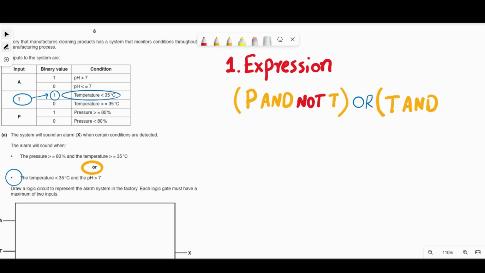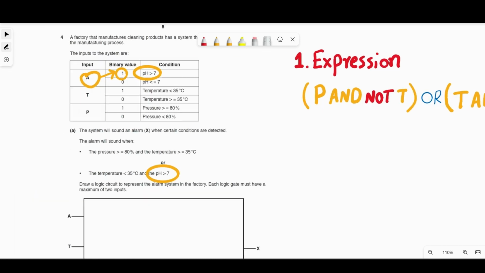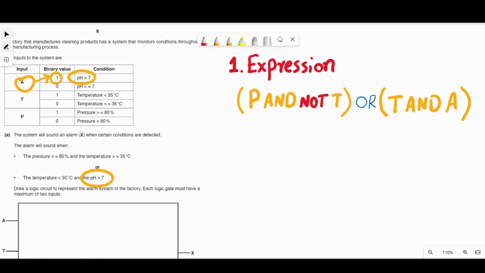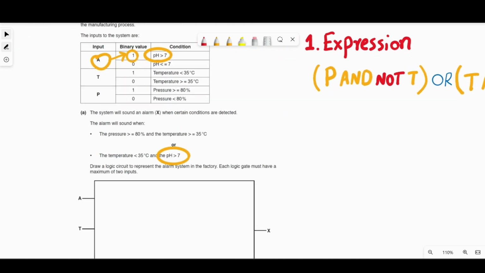Things become easy if we solve them step by step, just as in programming. Now we need to solve the pH factor. pH greater than 7, so for the pH, we have variable A. pH greater than 7 is here. We have the variable as 1, so A will be set to 1. So it will be T and A. I believe I haven't made any mistake. Yeah, fine. So the expression becomes P and not T or T and A.